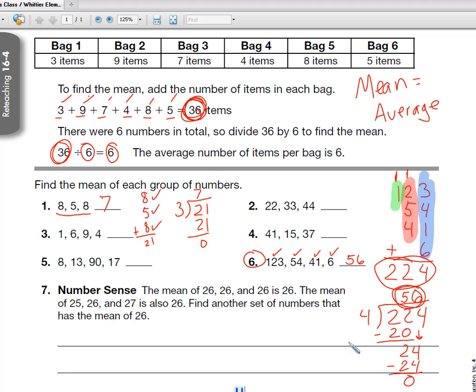So again, your steps are, first you add, then you divide. I'm sorry, not multiply. First you add, then you divide by the amount of values that you have in the problem. Okay, I don't have time to do another one, so if you need to, go back and watch this video again. Good luck on your homework tonight.